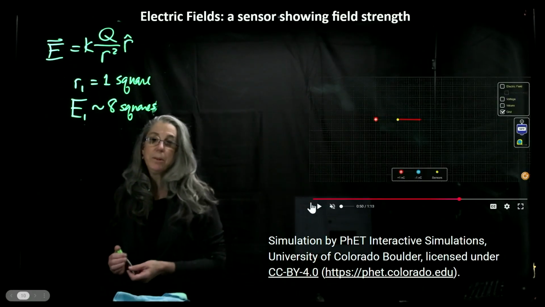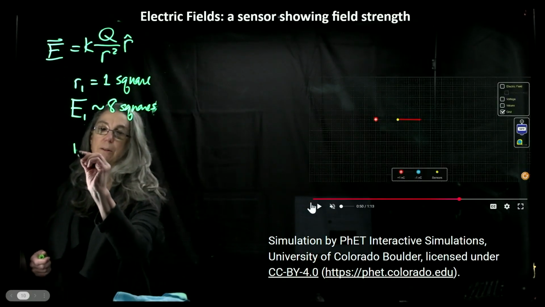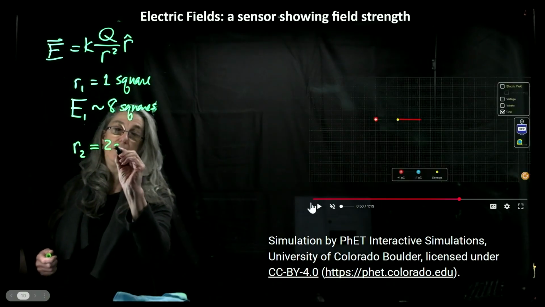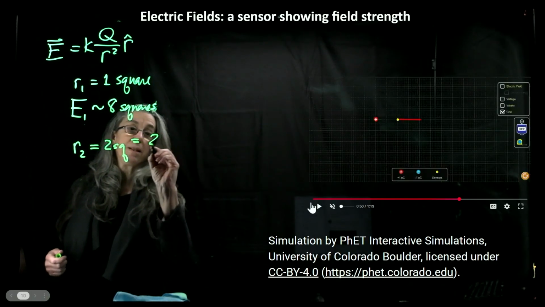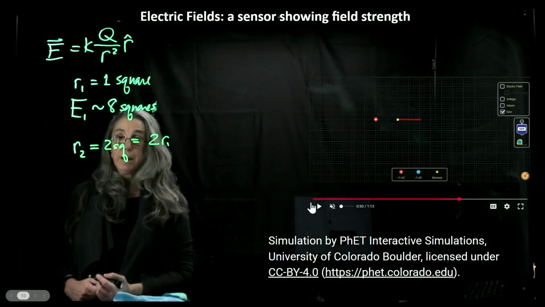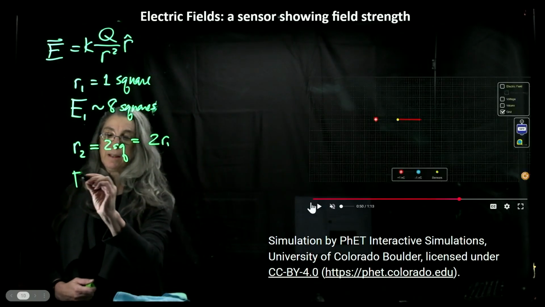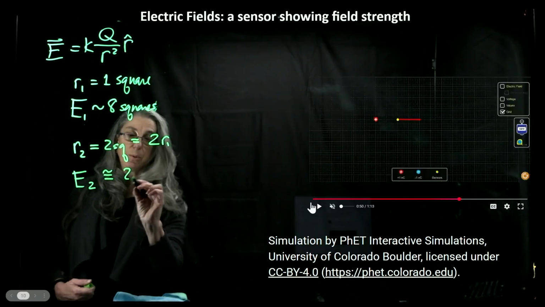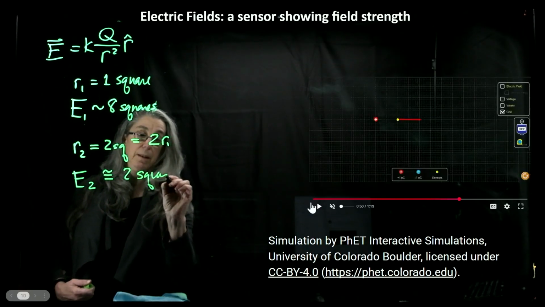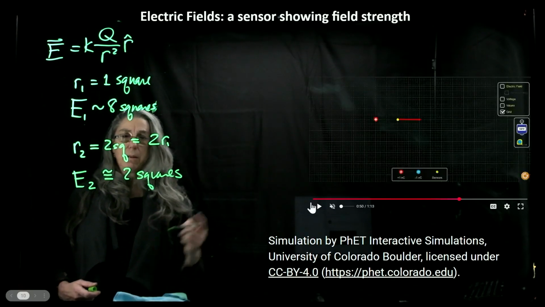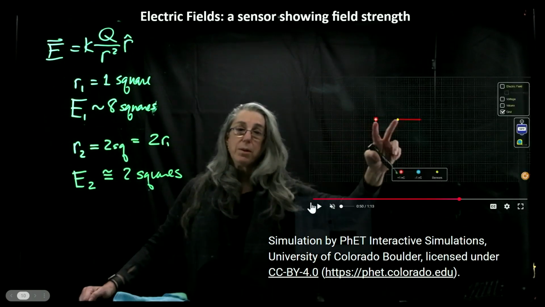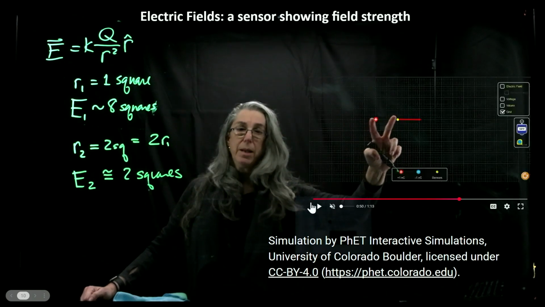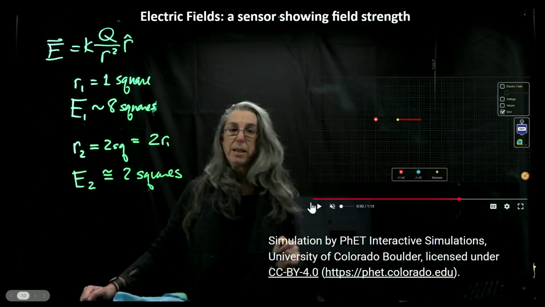And now, I don't know how well you can see it, but when I double the distance so that R2 is 2 squares, which is another way of saying 2 times R1, then it looks like the electric field strength at that point is about 2 squares. So there are 2 squares between them, and then another 2 squares for the length of the red arrow.